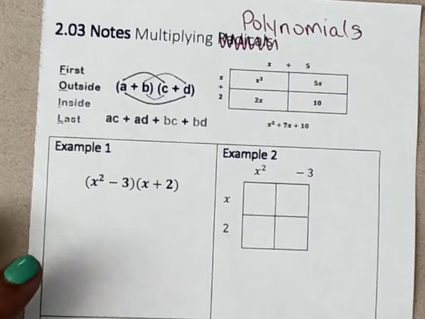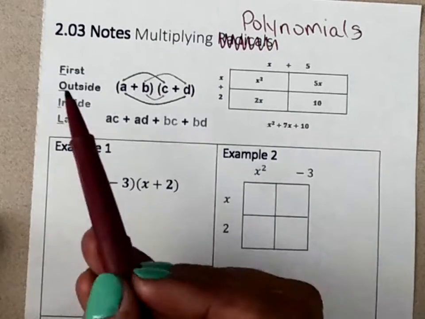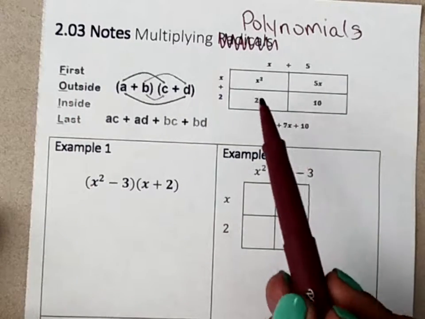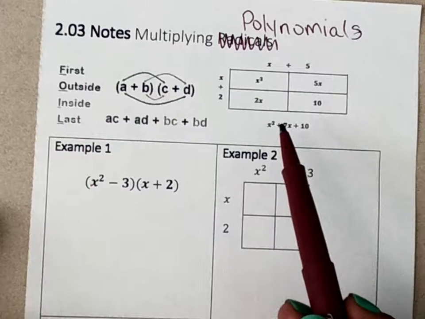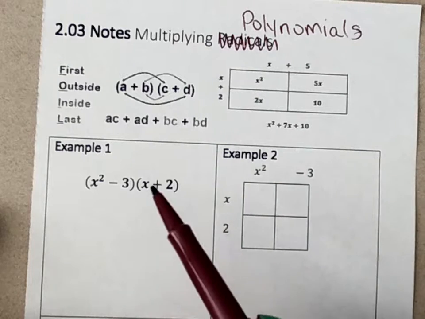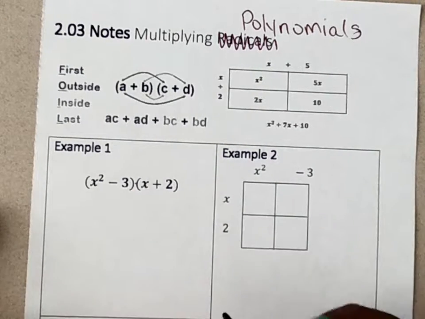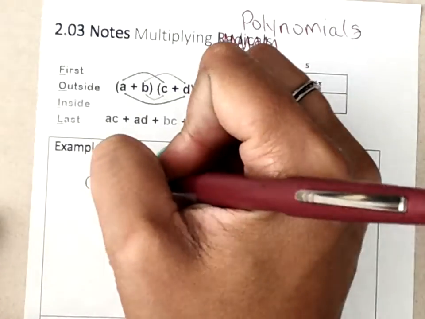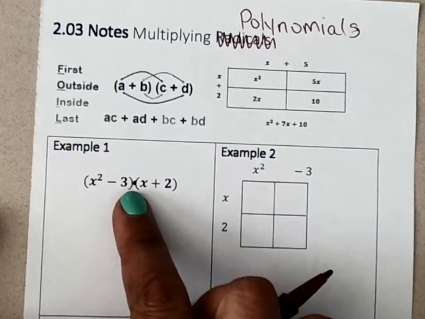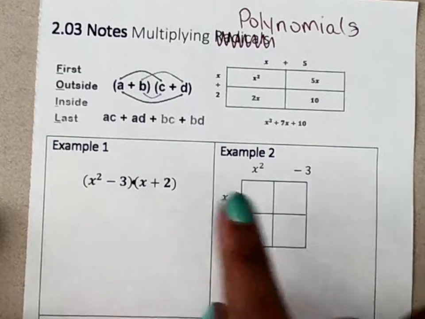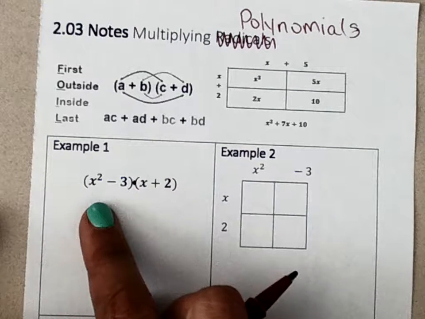Today we're going to talk about how to multiply polynomials using either FOIL or the area model. I'm going to show you how to use both. When you have two polynomials next to each other without an addition sign or a subtraction sign, that means they're being multiplied. Because they're being multiplied, we have to use something called FOIL or the area model. First, I'm going to show you how to use FOIL.